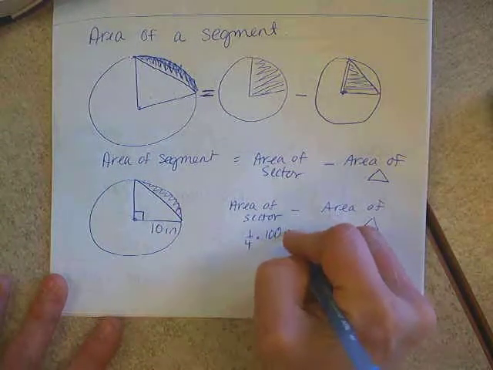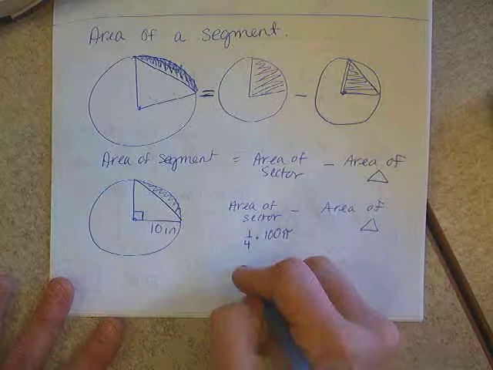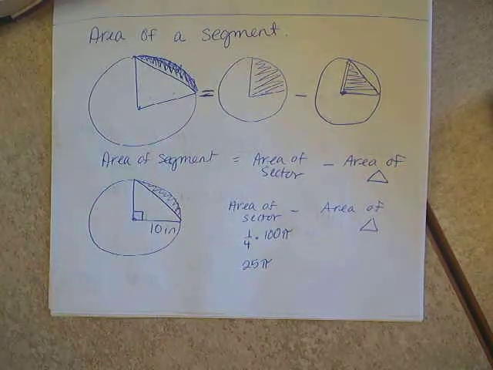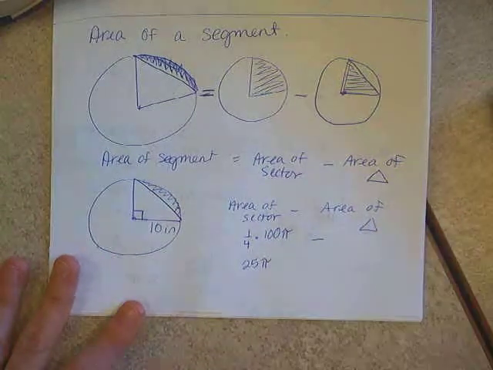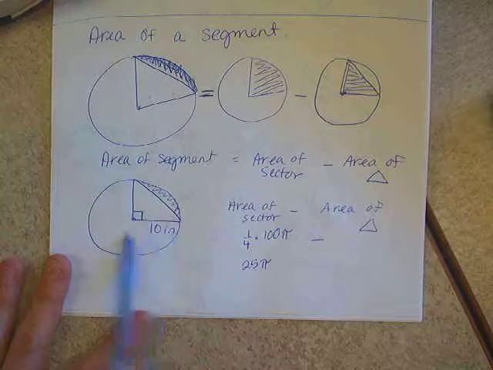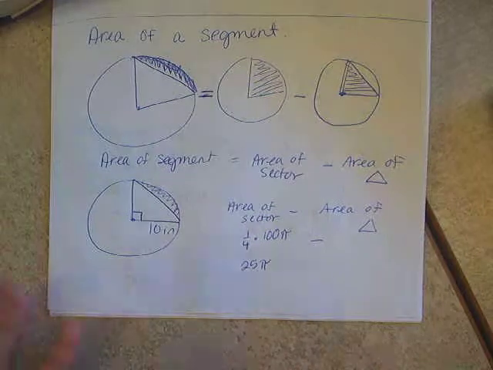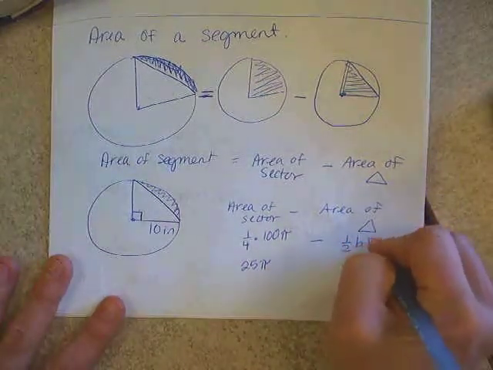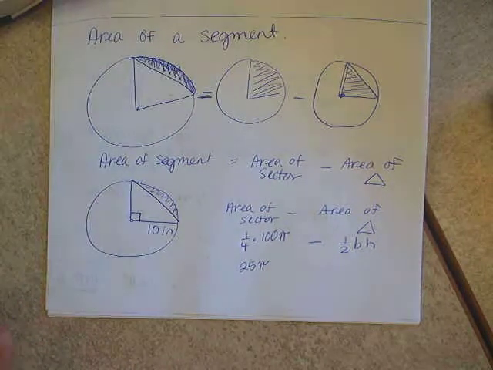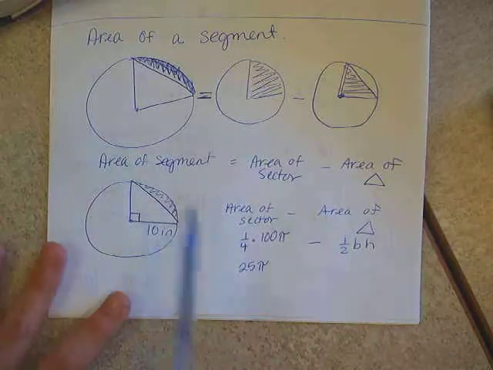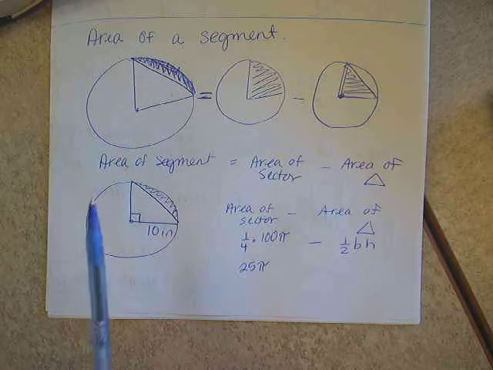which is the radius squared times pi. So that would be 100 pi. So the area of my sector, 1/4 of 100, is 25 pi. Square the radius times pi. Okay, the triangle is 1/2 base times height. With a right triangle, with that 90 degrees, that makes it handy because there's a base and a height.